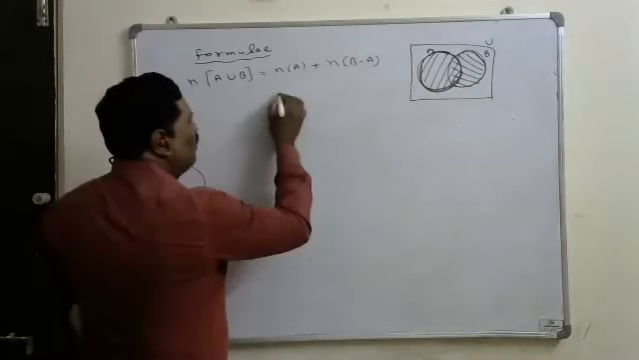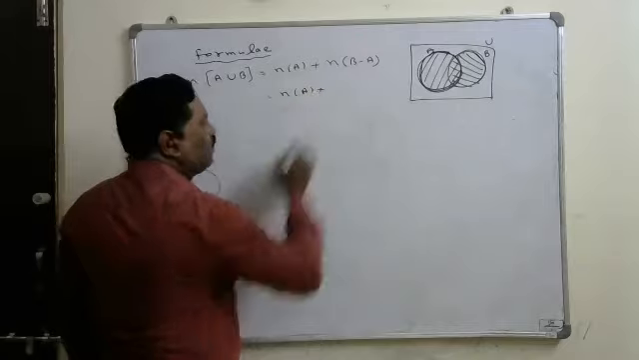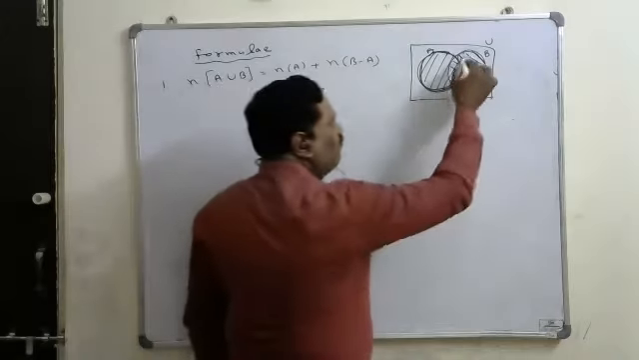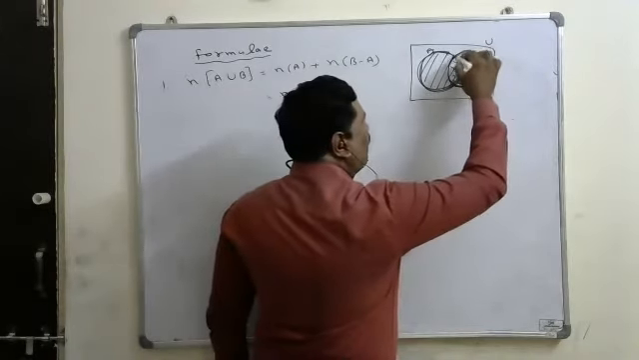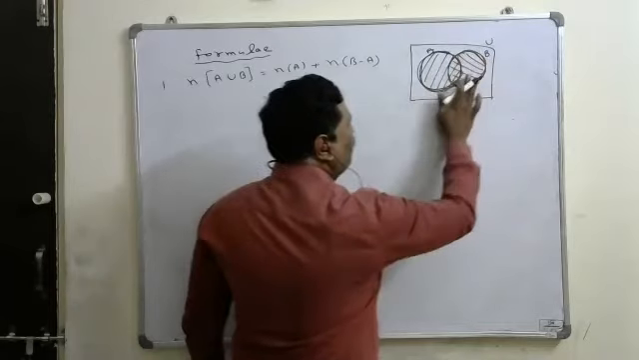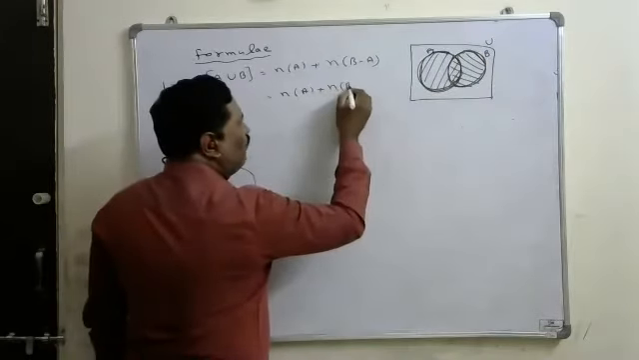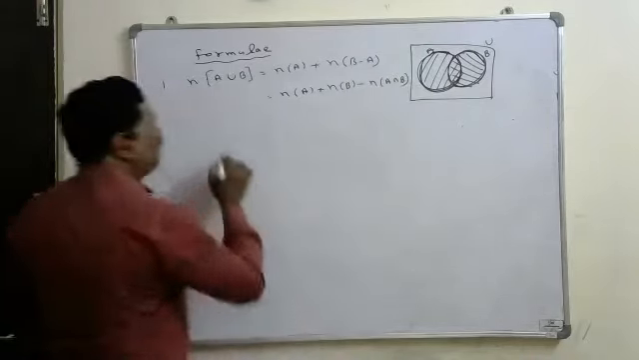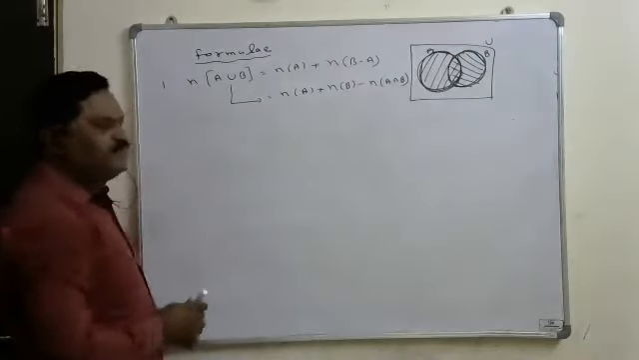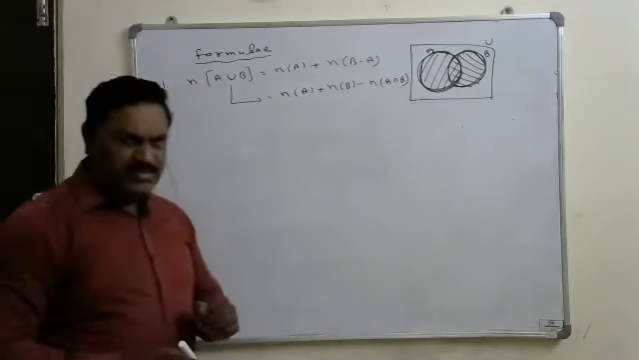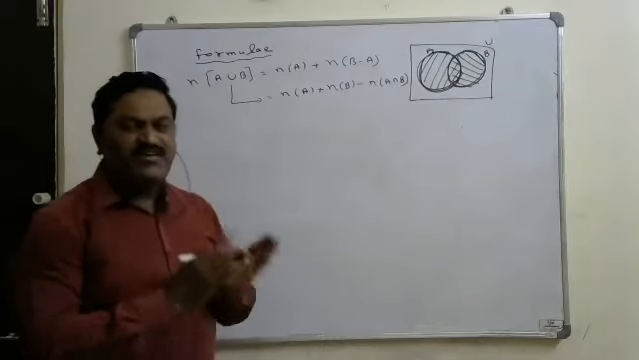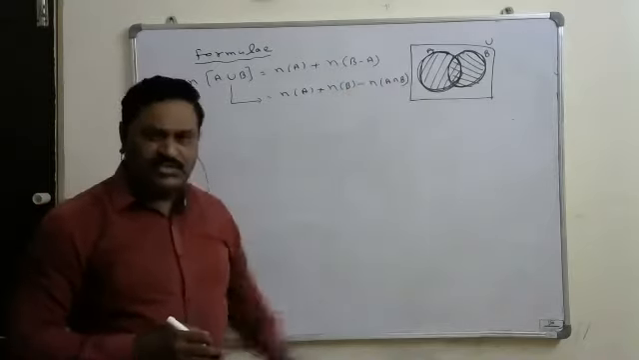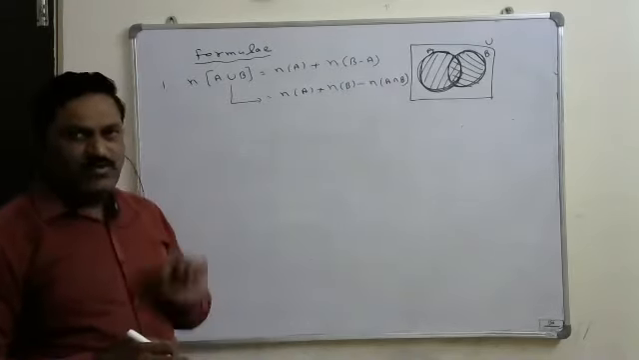Then what is the formula for this B minus A? कैसे लिख सकता? From this set B, subtract this intersection part. Then we get this B minus A. You can write that n of B minus n of A intersection B. This is the formula we have to remember. So the number of elements in A or B, that is n of A union B, is equal to n of A plus n of B minus n of A intersection B. This is a very, very important formula. You have to remember it carefully.